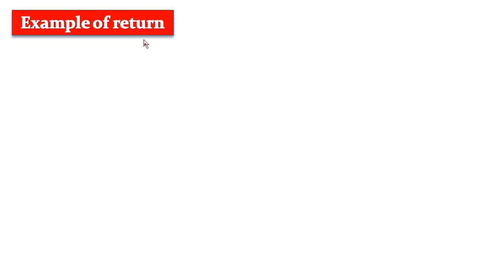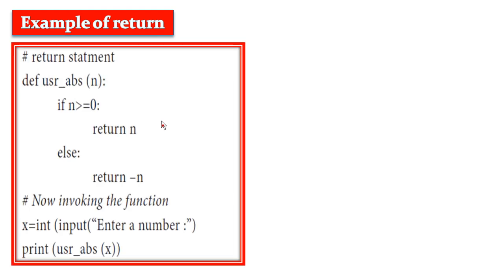Next, an example for the return statement. Here the function name is usr_abs. This function is used to find the absolute value of a given number. Suppose we give the value of x as 25. The 25 is given from the user, so 25 is assigned to x.